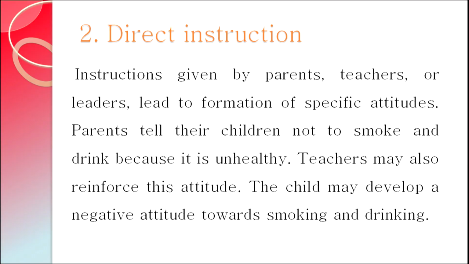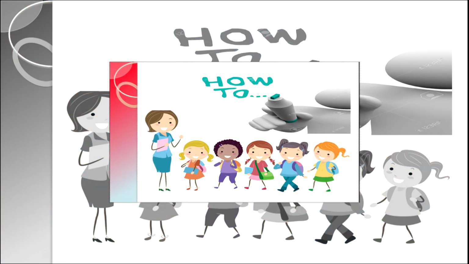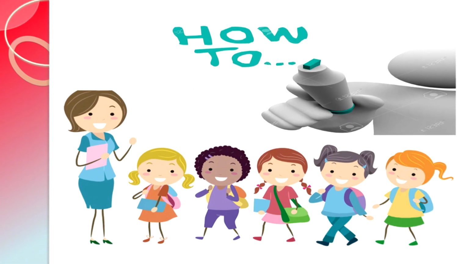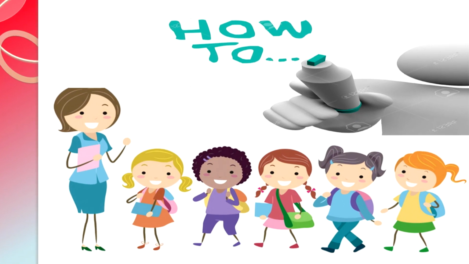The second method by which attitude is formed is known as direct instruction. What is direct instruction? It is when parents give direct instructions to their children, or when teachers give direct instructions to their students, on what to do and what not to do. And this helps us in forming the attitude. That is, this picture is depicting how a teacher can direct the attitude of the students.